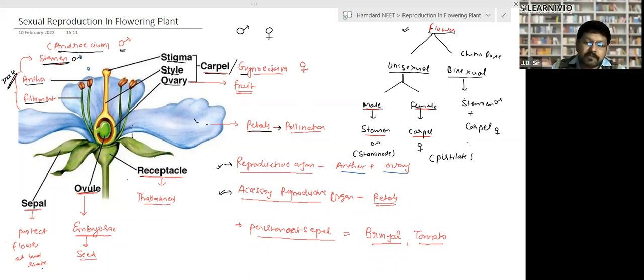The male flowers are called staminate, right? And female flowers are called pistillate, right? Please note it down quickly. And in case you have any doubt, please ask me. The topic is sexual reproduction in flowering plants.